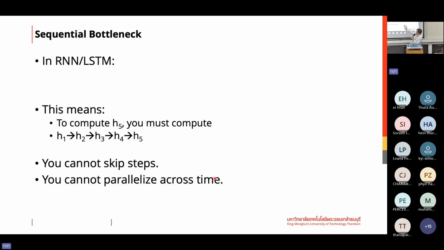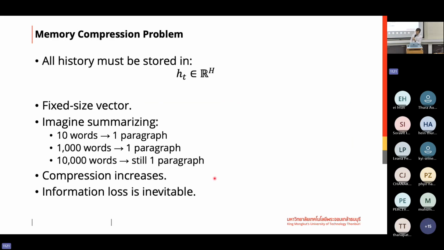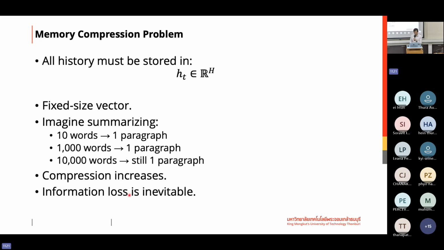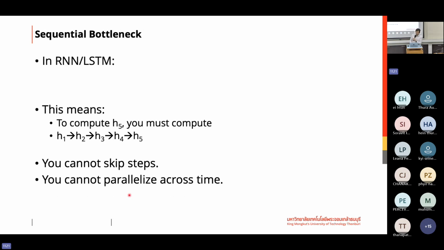Because sequential models have a bottleneck, right? To compute H5, you must compute H4, H3, H2, H1. We are not even talking about H500, where you have to propagate everything back. You cannot skip steps, you cannot parallelize, which makes it very slow, both in training and in prediction. But if the pattern is simple, it's fine. Okay, this is one problem.